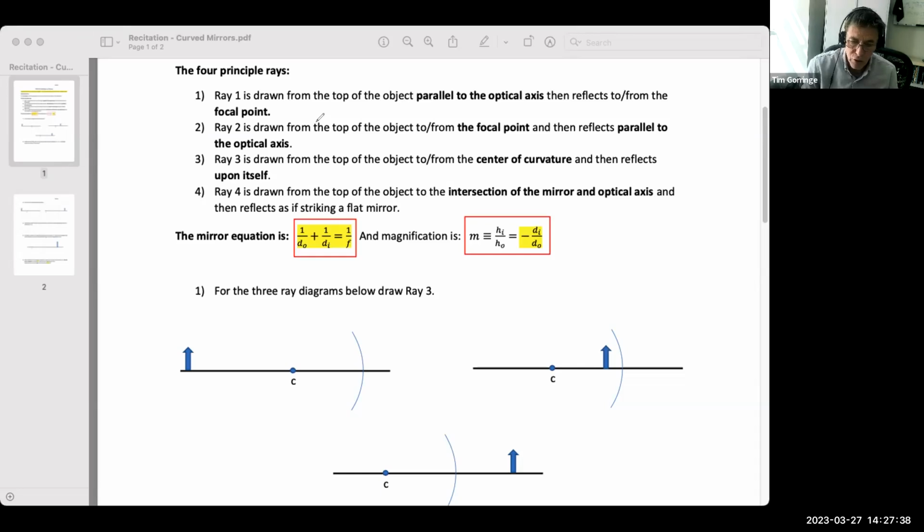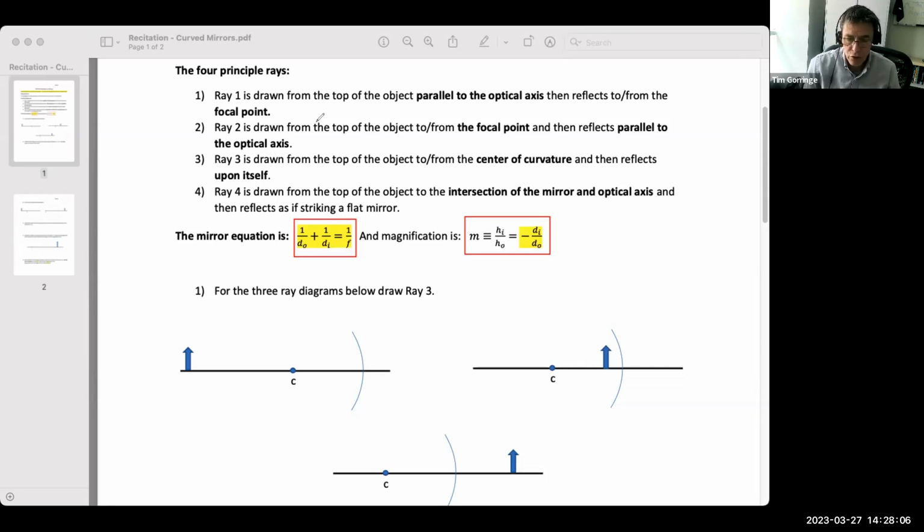The other one is that you head into the mirror either through the focal point or towards the focal point of the mirror, and then you head out parallel to the optical axis. So that's a pair of rays that you can draw. That's the brother and sister pair, or the cousins pair, that involve parallel in, through the focal point out, or through the focal point in, parallel out.